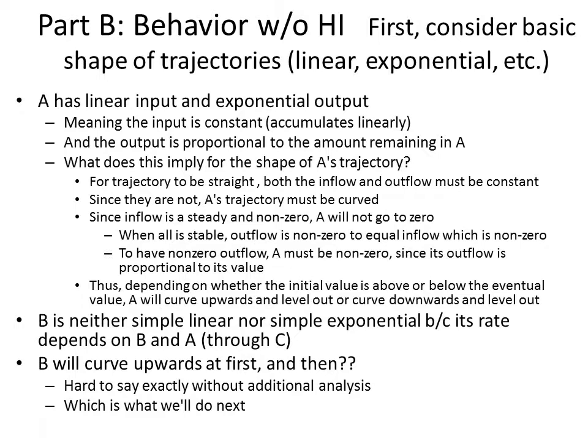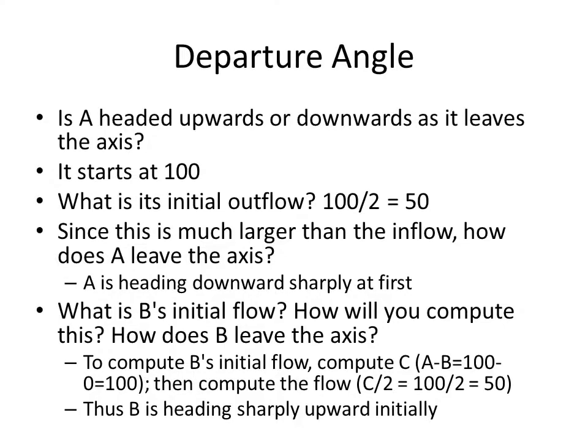Now, B is neither simple linear nor simple exponential because its rate depends on B and A through C. So it seems that B will curve upwards at first, since it's empty and there's going to be a lot coming in initially. But then it's harder to know what's going to happen. That's what some of the other approaches to model behavior are for, and we'll be testing those out with this example. So let's look at departure angle.